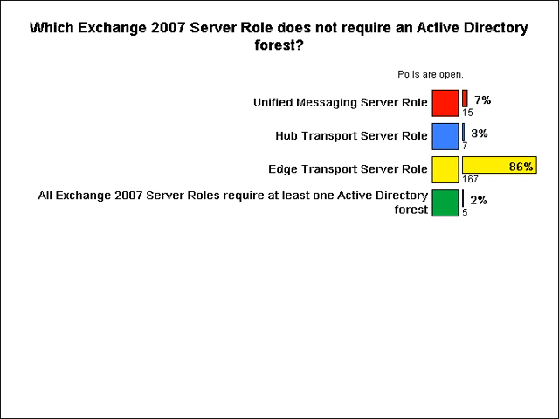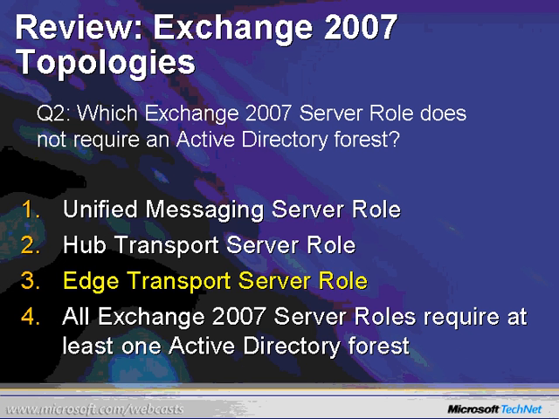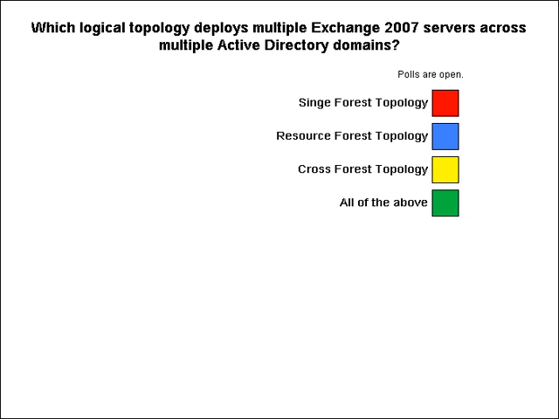Everything is installed and configured via ADAM, which is stored locally on that server. Even if it is a member of the domain in the DMZ, it still stores its configuration information in its local copy of ADAM. So let's go ahead and move to the 3rd question and take a look. Oh, this is the answer. So Edge Transport. Let me go ahead and jump to the 3rd question.